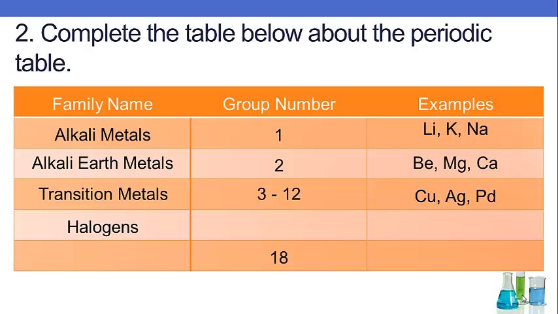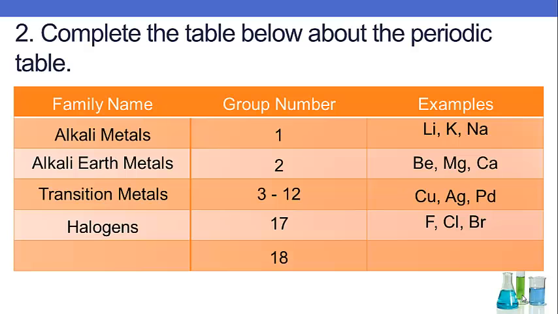metals. Halogens are group number 17, so almost all the way over at the opposite end of the table of elements. And these are going to be things like fluorine, chlorine, bromine. These are also highly reactive, and halogens love to react with alkali metals. So we see a lot of compounds like sodium chloride, potassium bromide. These compounds typically form between halogen and alkali metals.